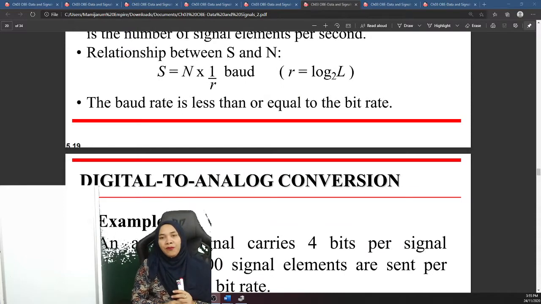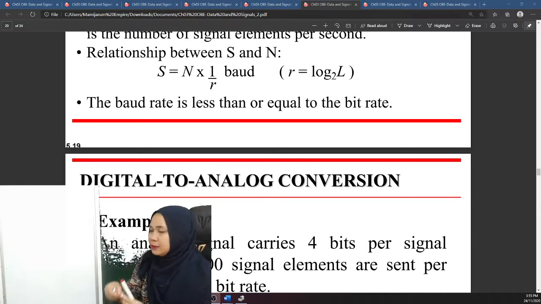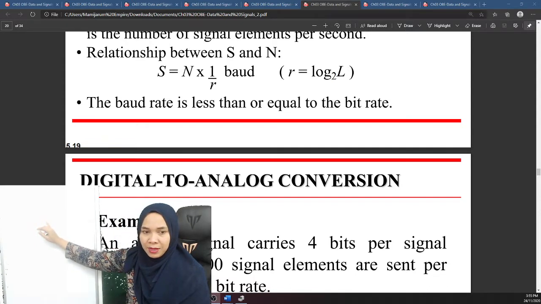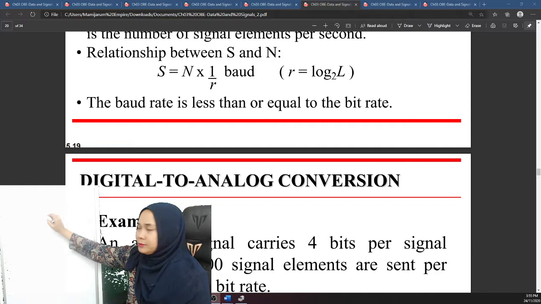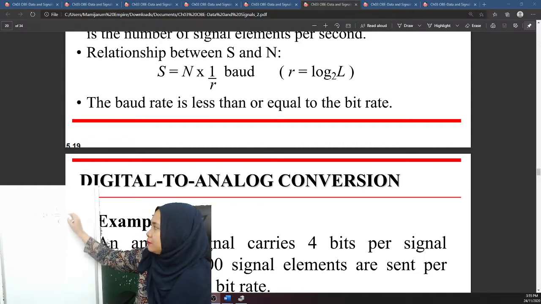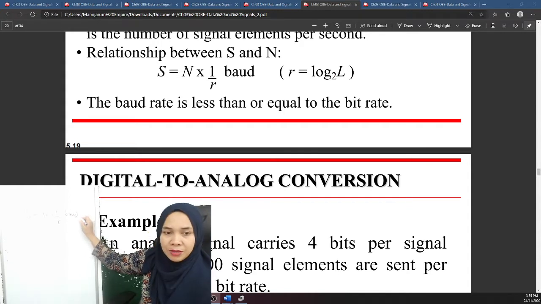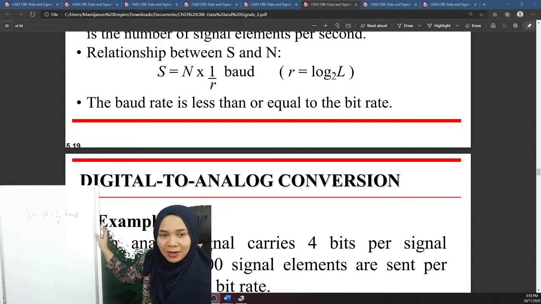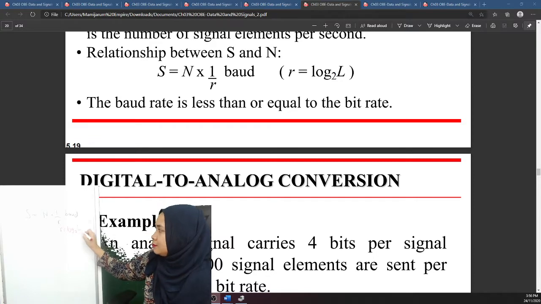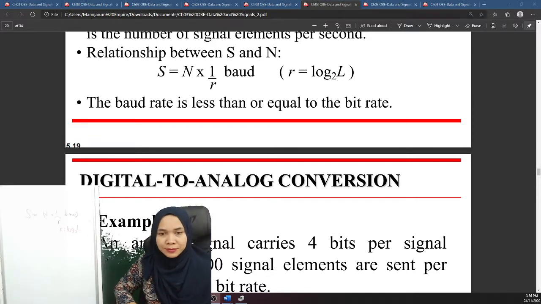Alright, dia punya formula adalah S sama dengan N darab 1 divided by R. This one adalah baud rate ataupun signal rate. Okay? S sama dengan N darab dengan 1 divided by R, we got baud. Alright? So formula R adalah log 2 L. Okay? So kita tengok seterusnya.